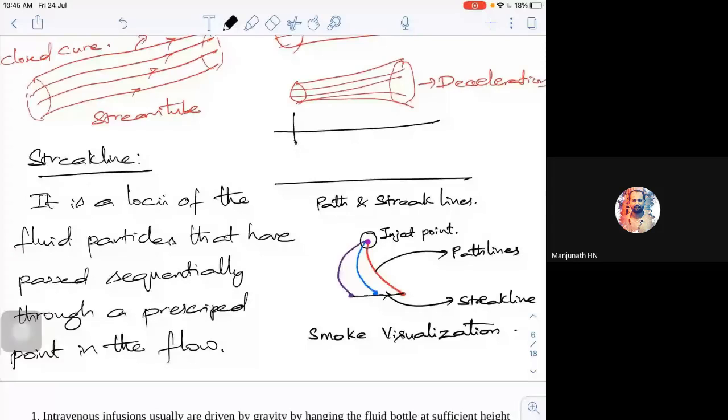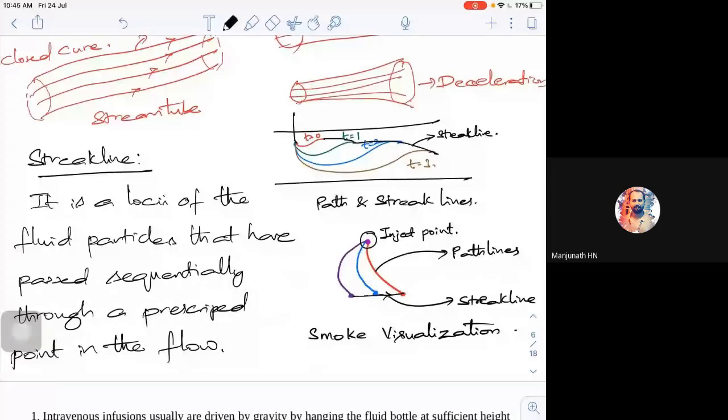Say for example, this is with respect to t is equal to 0. From the same point, I have t is equal to 1. I have one more, t is equal to 2, and one more with t is equal to 3. Now, if I try to join these end points, what I'm going to get is the streak line.